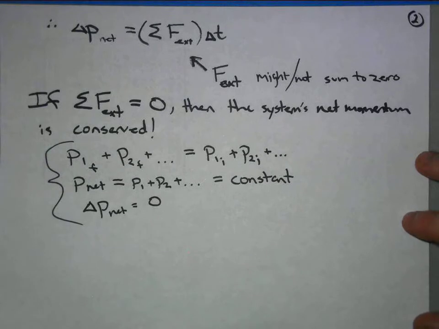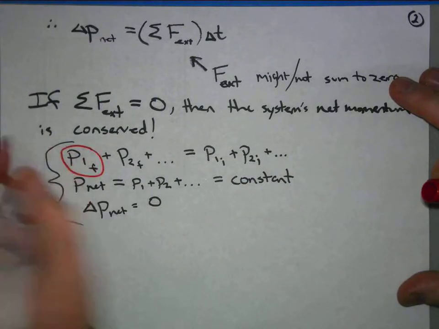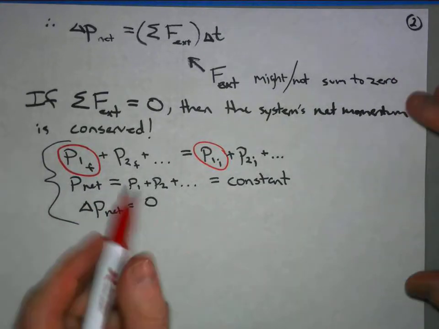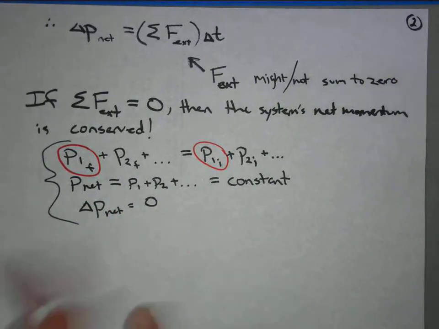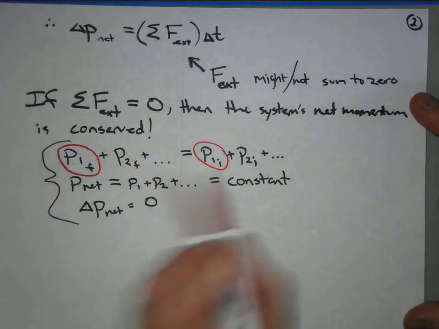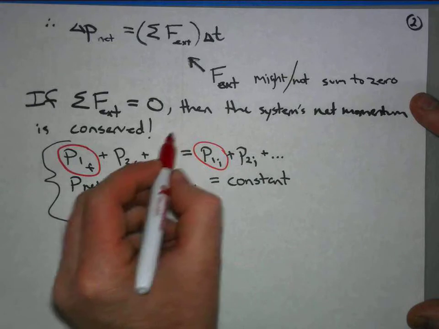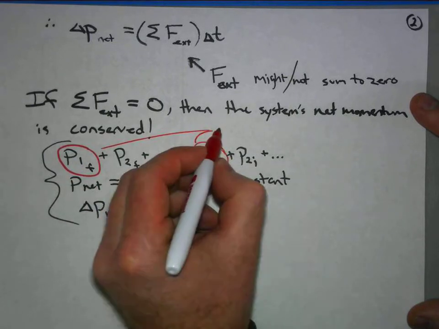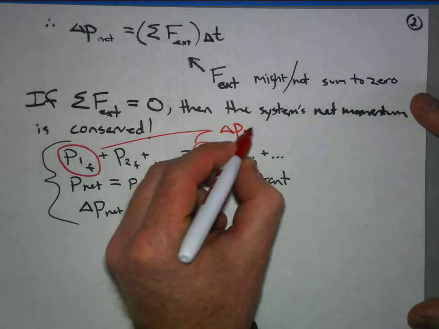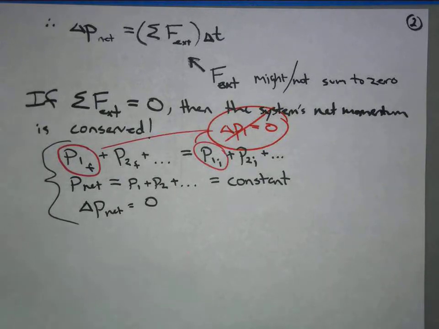So here's the deal, though. Keep in mind that this does not mean individual momenta are constant. It does not mean that. You might say to yourself, well, look, you just said it, Woods. You just said that the final momentum of object 1 is equal to the initial momentum of object 1, and therefore the change in momentum of object 1 is 0. And the problem is that's not true. That is not what I said. That's not what's going on here.